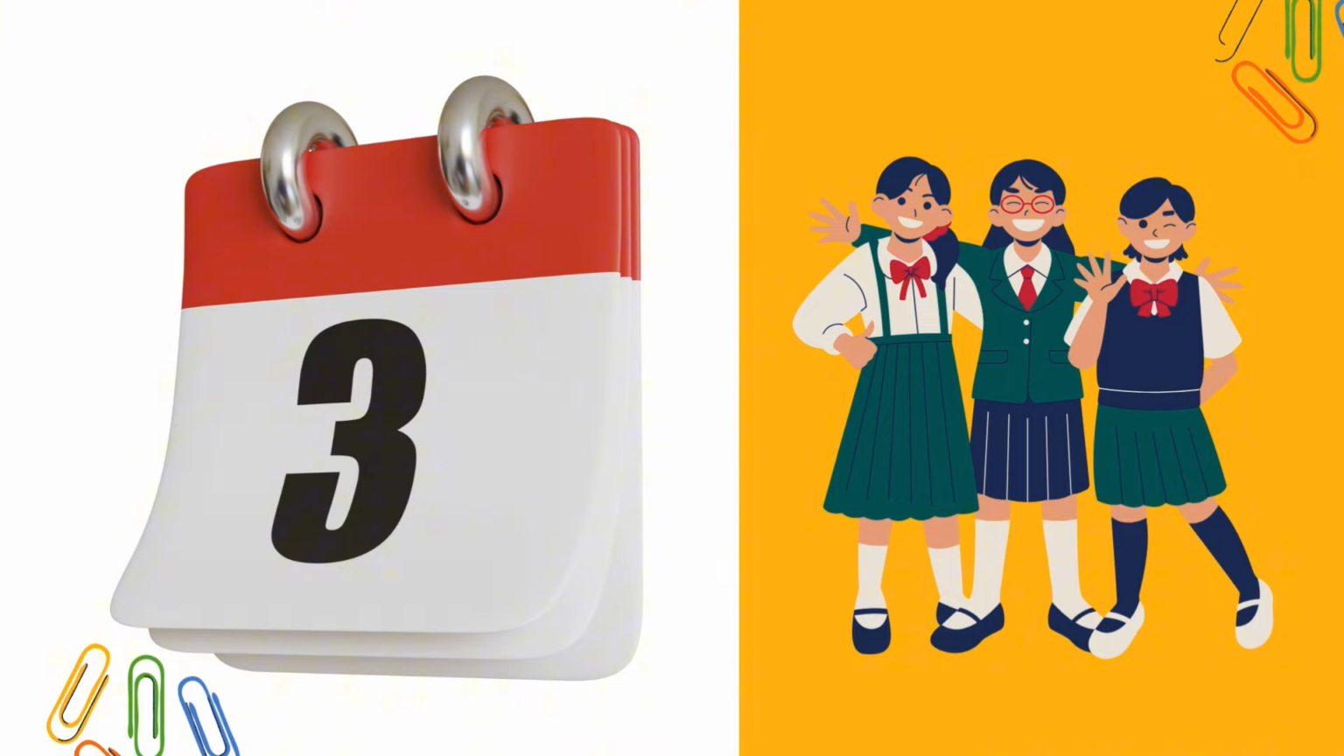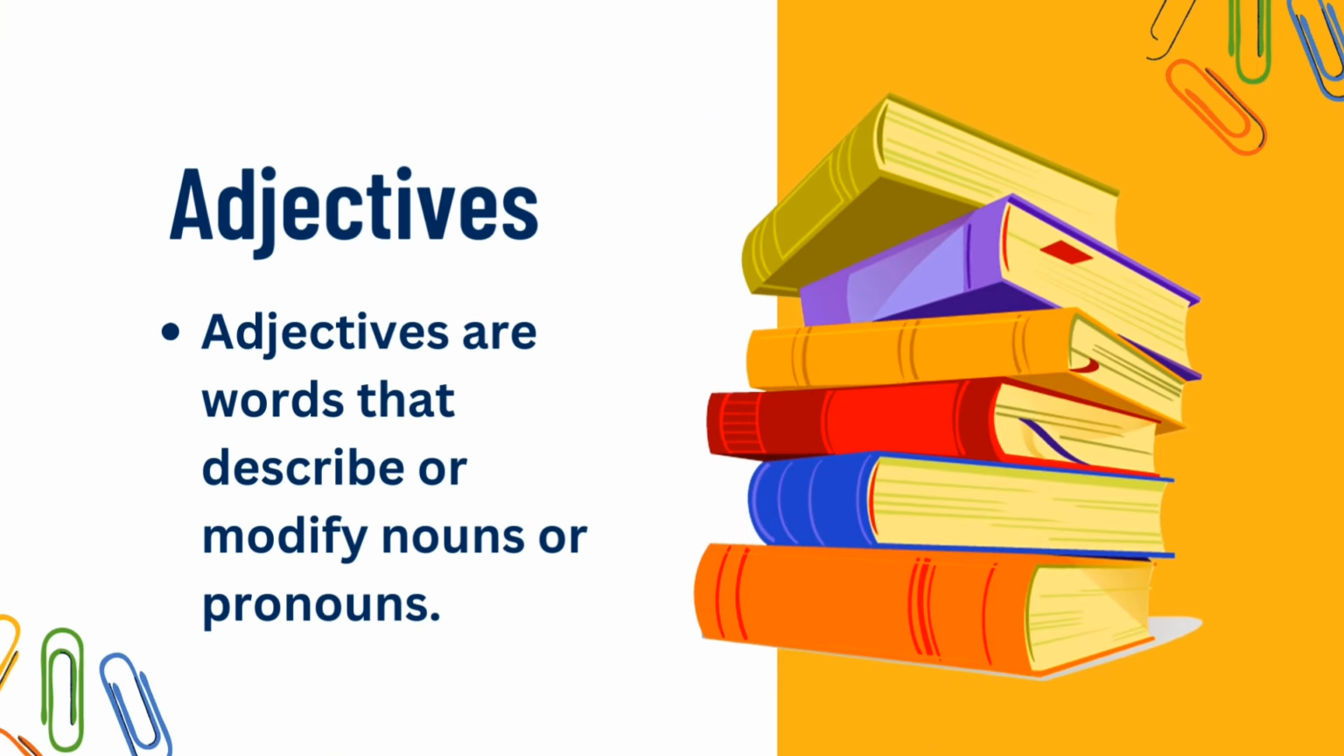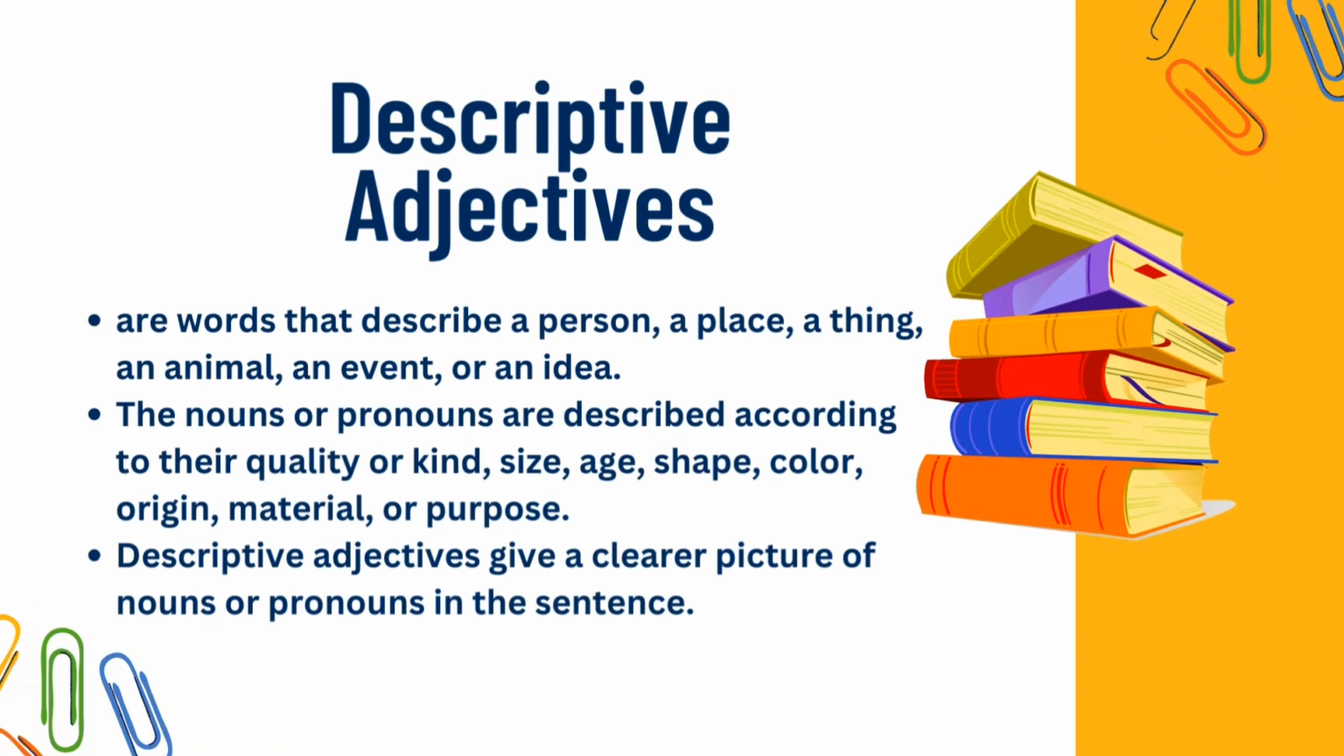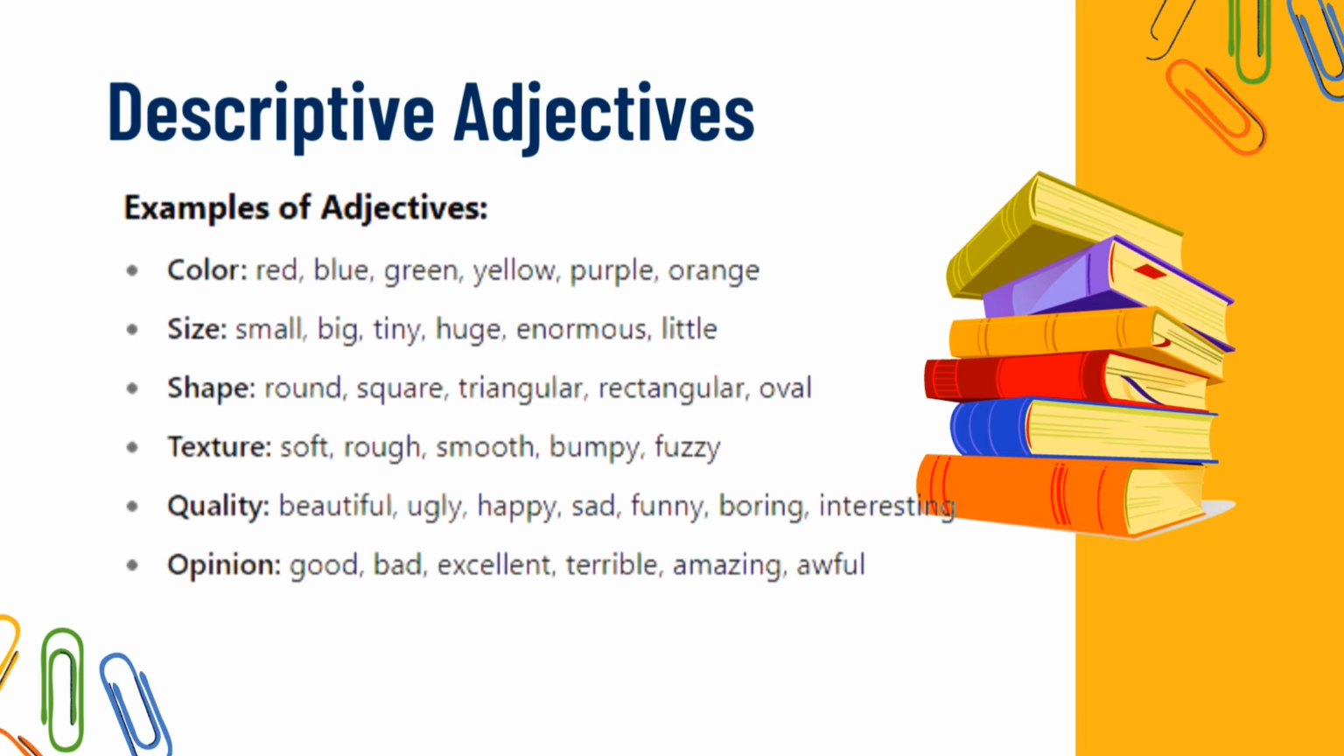Now, for day 3, we're going to focus on adjectives. So adjectives are words that describe or modify nouns or pronouns. Alright, now we have descriptive adjectives. These are words that describe a person, a place, a thing, animal, event, or an idea. The nouns or pronouns are described according to their quality or kind, like size, shape, age, color, origin, material, or purpose. Descriptive adjectives give a clearer picture of nouns or pronouns in the sentence.